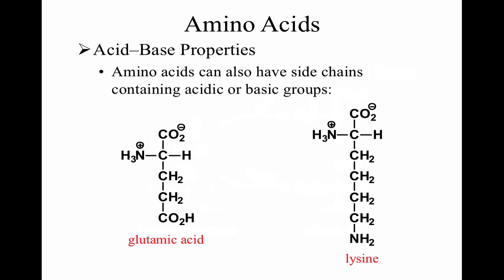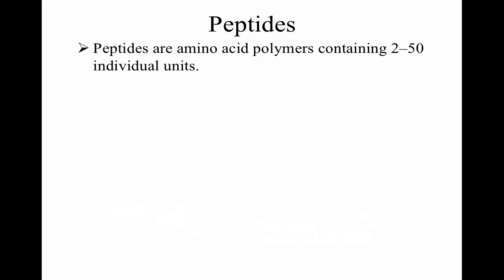So you can see you can have very different charges on these amino acids depending on pH. And we're just talking about the extremes here. You'll learn about the details more when you get into biochem. Okay? So peptides are small polymers of amino acids.